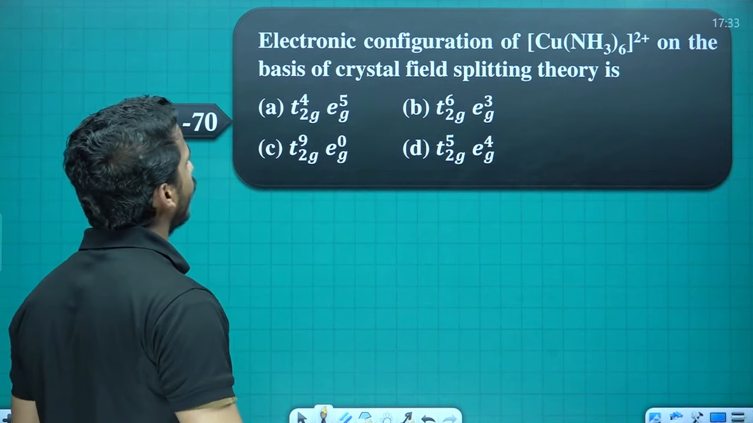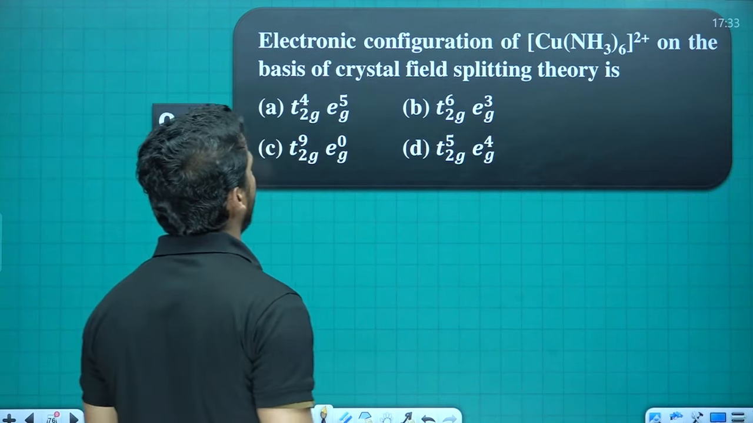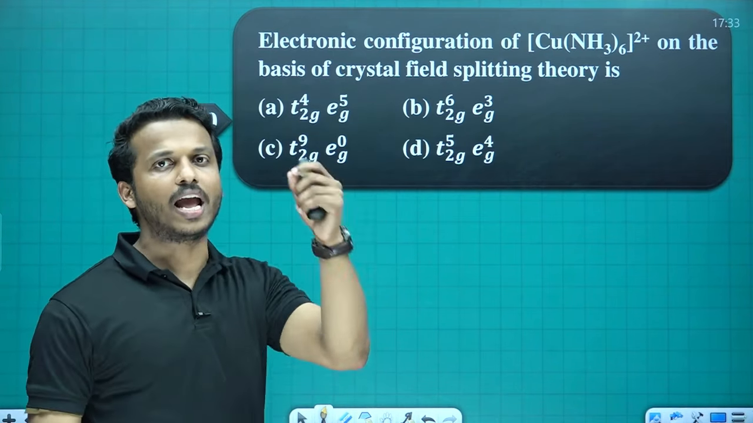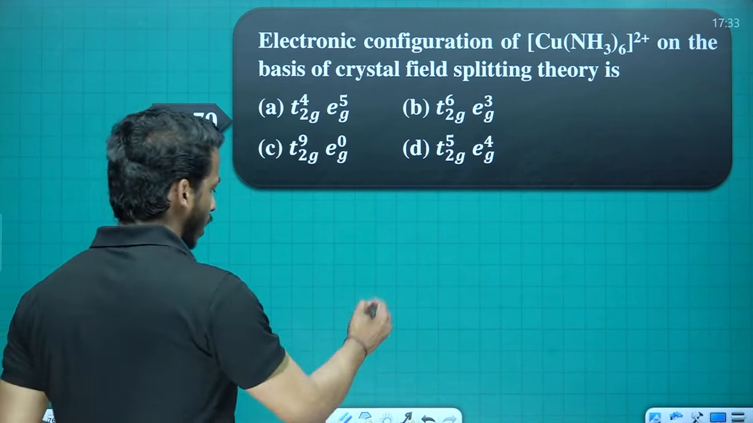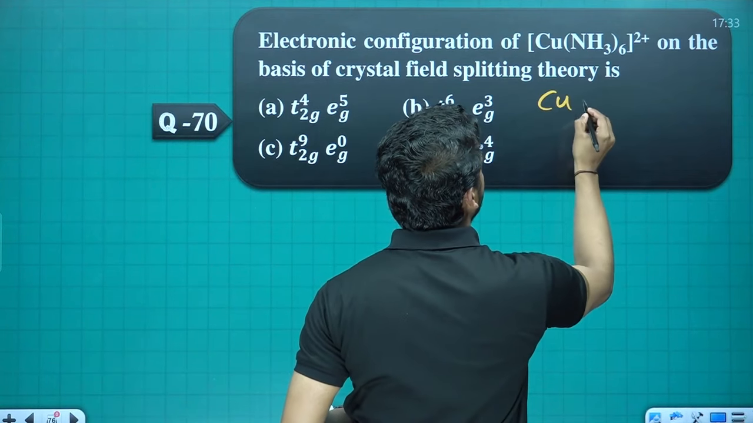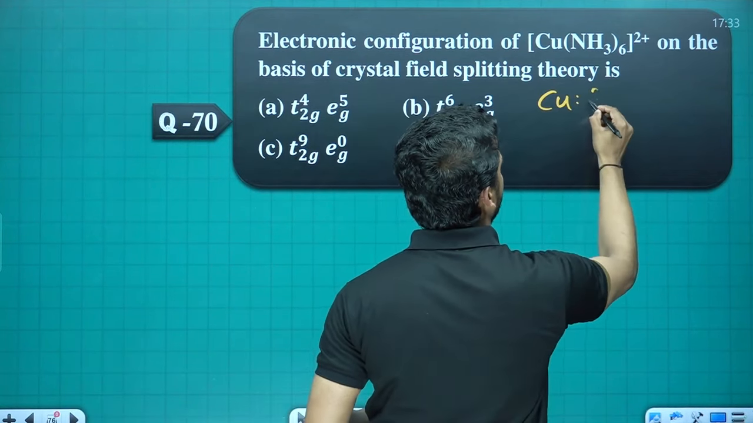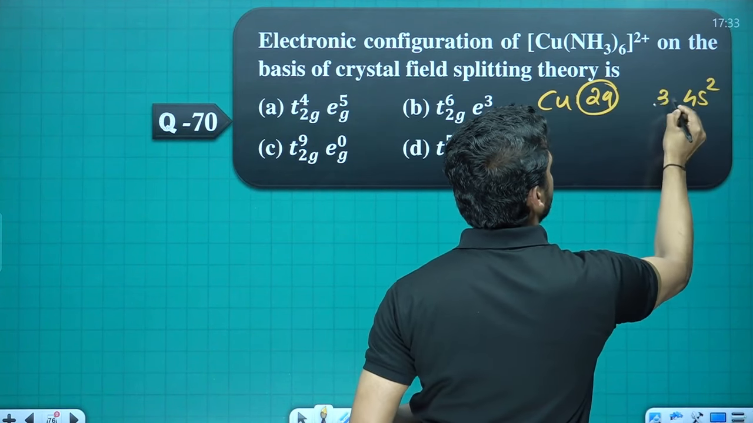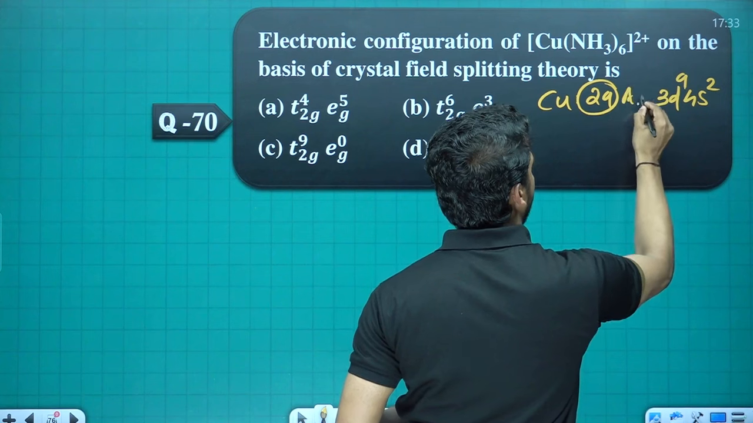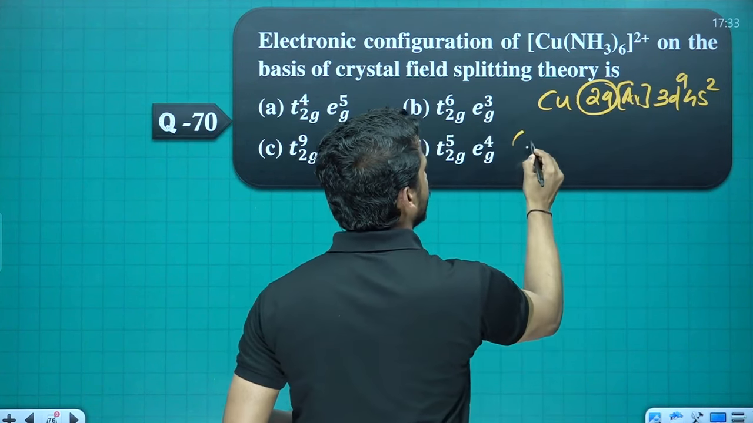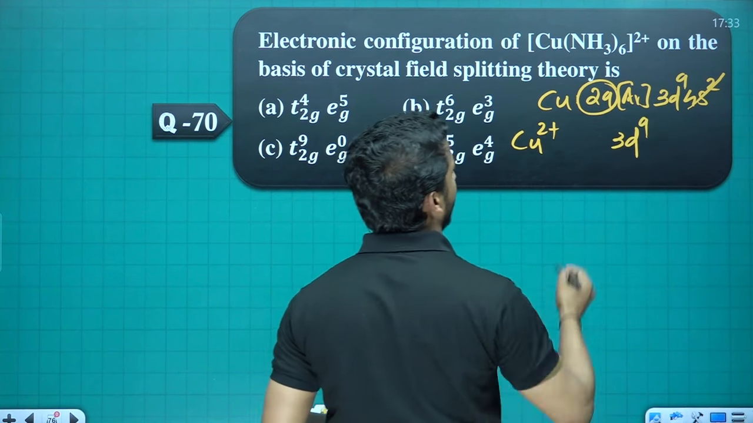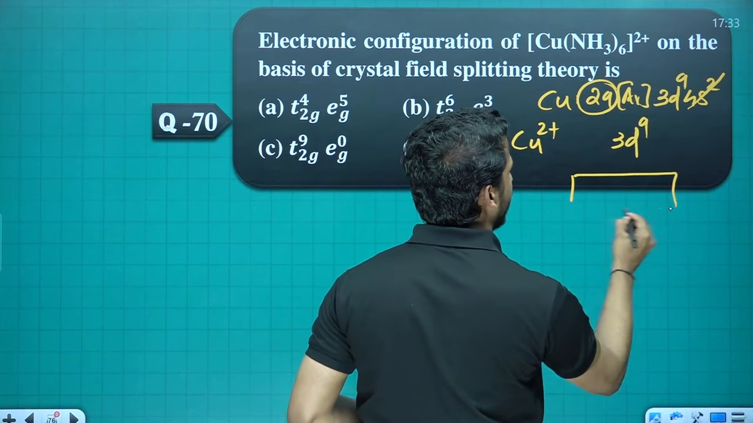And what is the electronic configuration of this complex in crystal field theory, with t2g and eg, how to place the electrons? The complex is given as Cu, the central metal atom is copper. Copper's atomic number is 29. What is the configuration? 4s2 3d9 with argon. Here the copper charge is 2 plus, so 2 plus means these are gone. What is remaining? 3d9. And amine is a strong ligand, my dear.